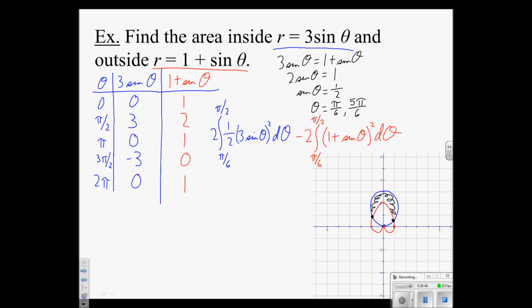If we do have to finish this off, we've already done a couple. The blue one here becomes sine squared, use the double angle identity. The red one, FOIL it out, and then you'll need a double angle identity for that one as well. Okay, but we got it.